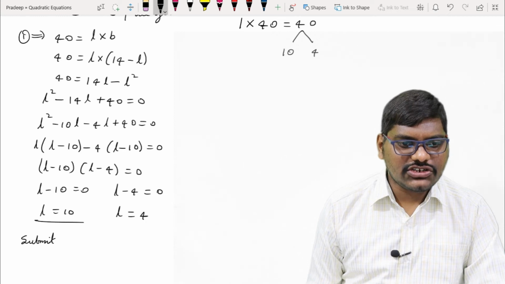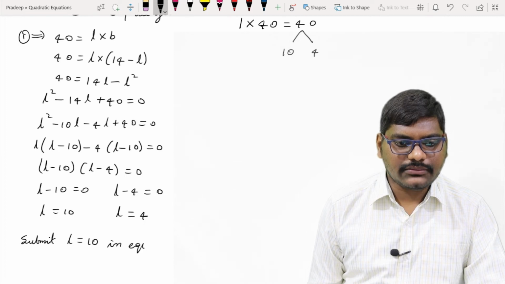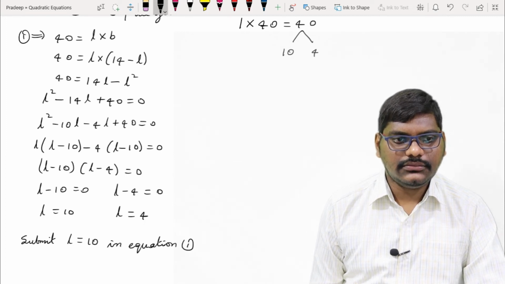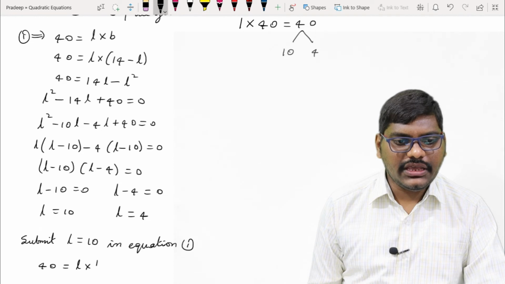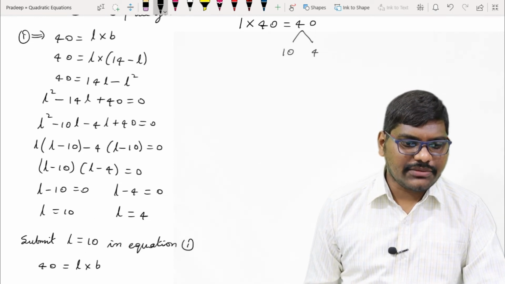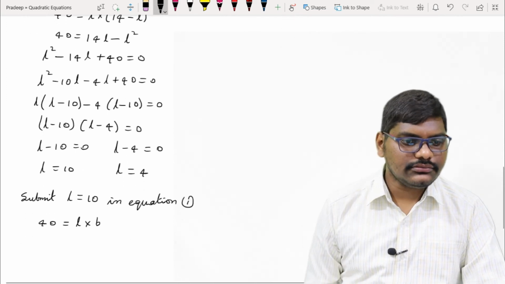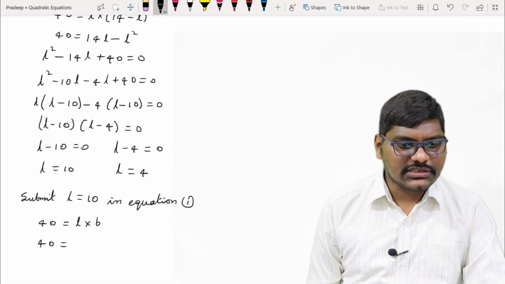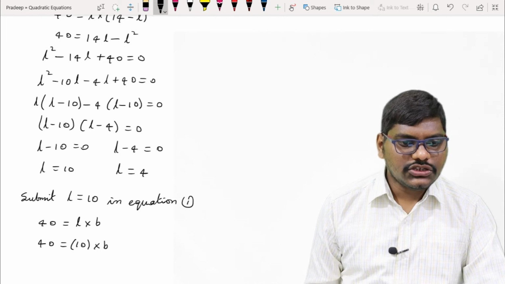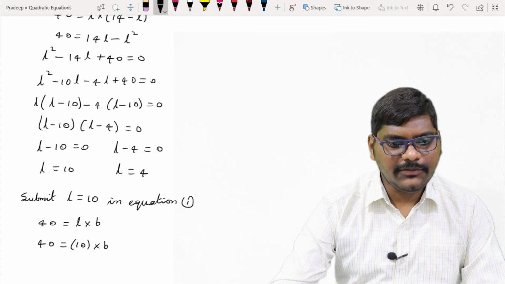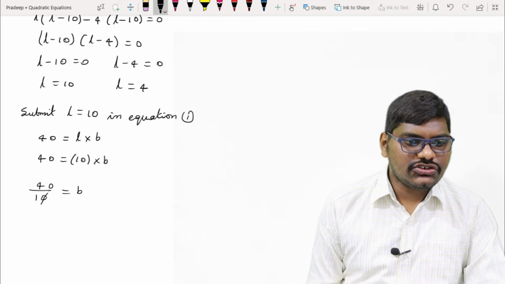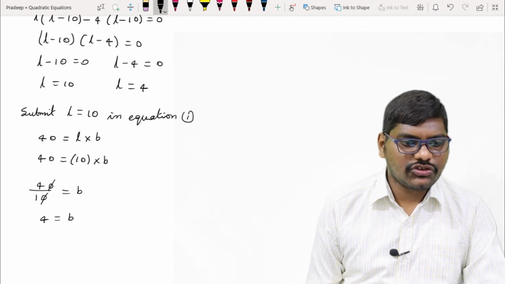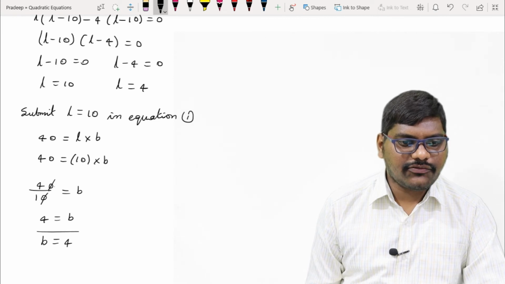So I'll just substitute L equal to 10 in equation 1. Okay. So what is equation 1? That is 40 equal to L into B, equation 1. So L equal to 10, I'll substitute over here and let's see what we get. 40 equal to, in the place of L, I'm substituting 10. So if this 10 goes to the other side, that is dividing 40. So I can write this as 40 by 10 equal to B. So the zeros can be cancelled, simply we got 4 equal to B. So B we are getting as 4.